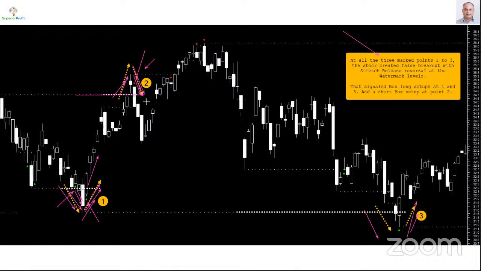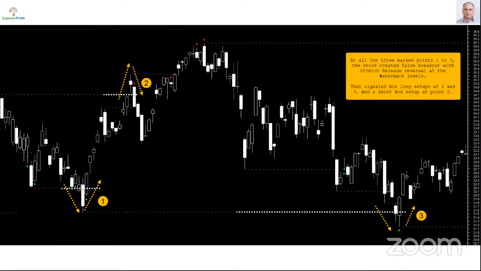And we had a reversal with stretch release at watermark resistance here. Reversal with stretch release at watermark support at these points. So those confirmed box long at these 2 points and box short at this point. The same concept could be applied to the intraday time frame. Activity also we would check. Activity is part of the checklist of pressure. I am not showing the activity yet.